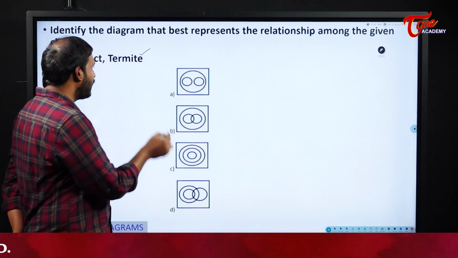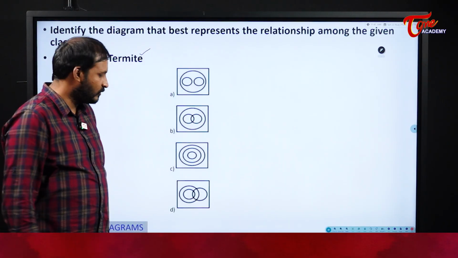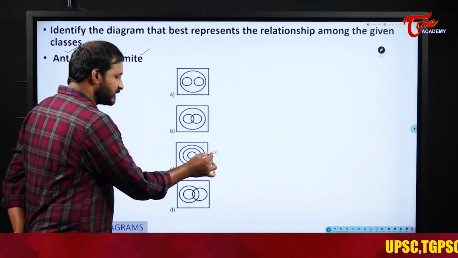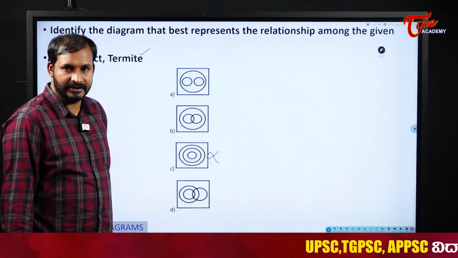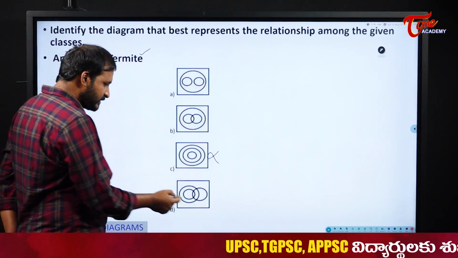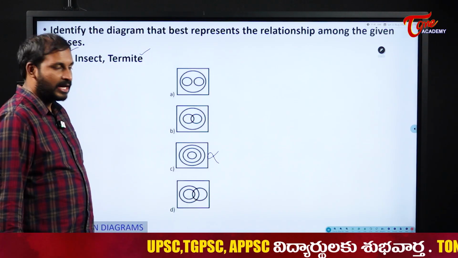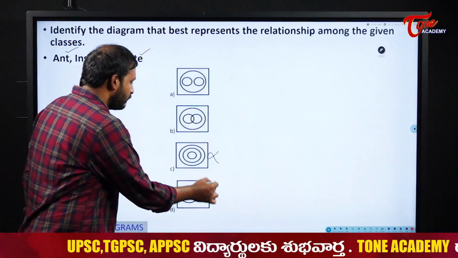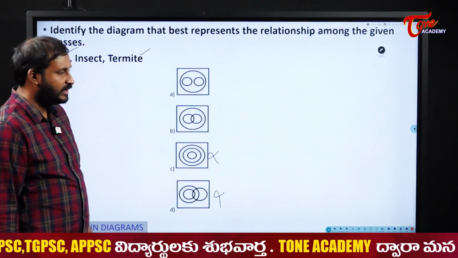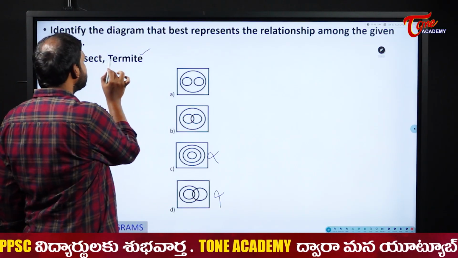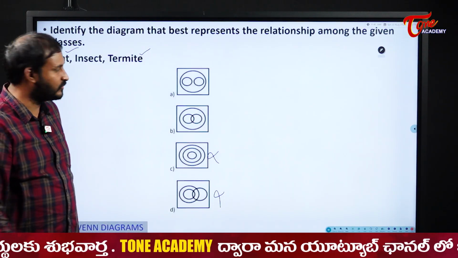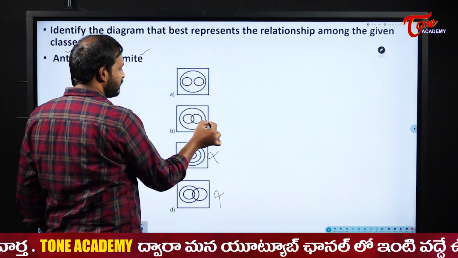So, first, do the three belong to the same one? No, that means all three are concentric circles. No, this one is deleted. Now, please see here, ants and insects. Are they saying different ones? No. What is the best one, students, tell me? Assume, what is the largest group here? Insects is the largest group. Okay. So, this one is possible.